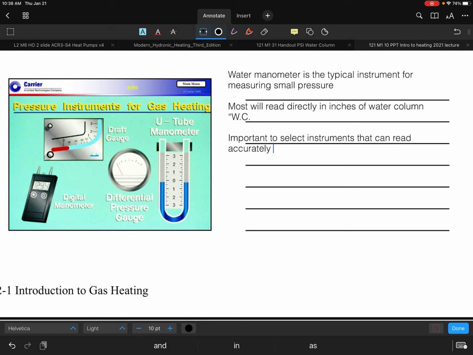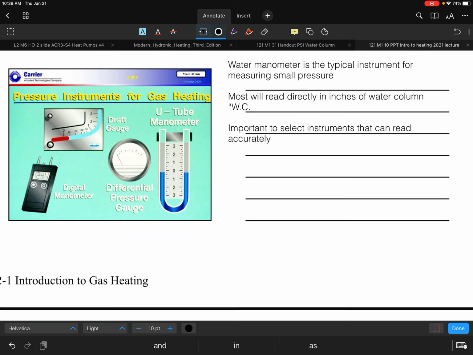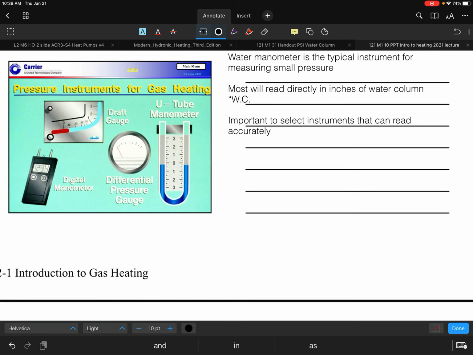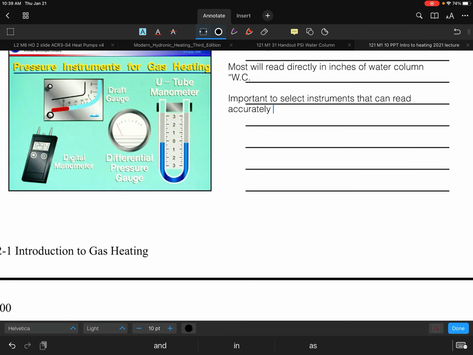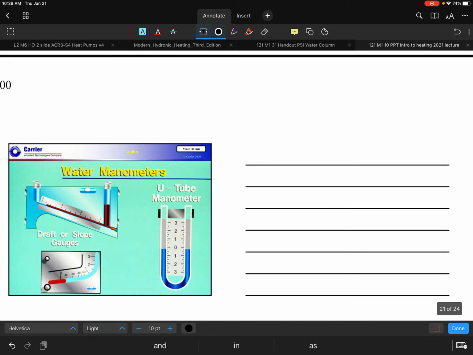So, within your system, if you're measuring a tenth of an inch, a U-tube manometer is probably not the instrument to use. We have instruments that have certain scales and are really designed for that. So we'll touch on some of those types of things, and that's something we can look at a little bit more specifically. So let's continue on.